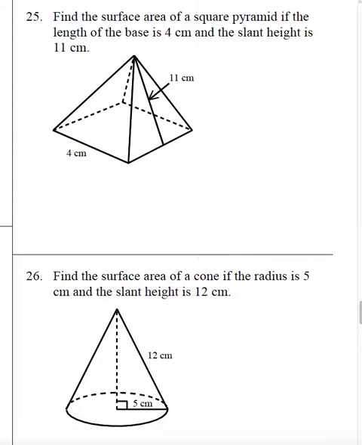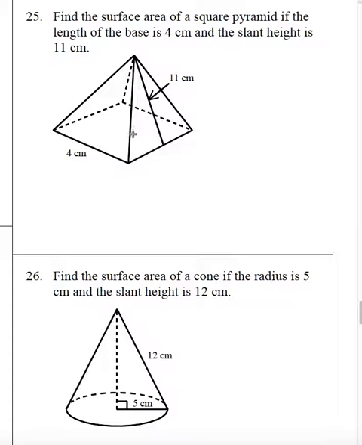Let's talk about surface area of pyramids and cones. So surface area is basically telling you how many square inches the outside of the shape is, the solid is. So this is a pyramid, a square pyramid. And the surface area is simply going to be the sum of all the faces.